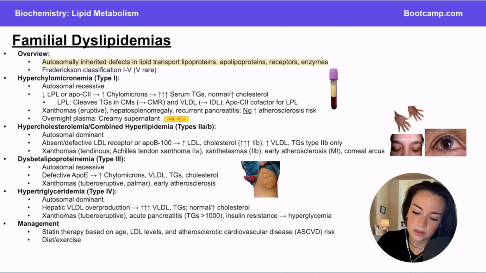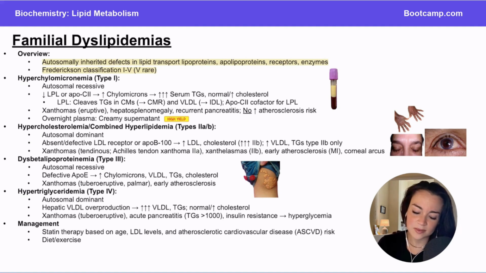And each of these familial dyslipidemias has a name, but they're also classified by number, type 1, 2, 3, 4, and then there's also a type 5, which is pretty rare. And these are called the Fredrickson classes, or it's the Fredrickson classification system. We're only going to be talking about types 1 through 4 today. Those are the highest yield for your step exam.